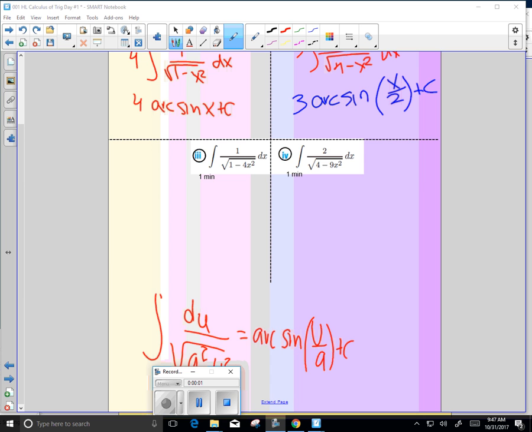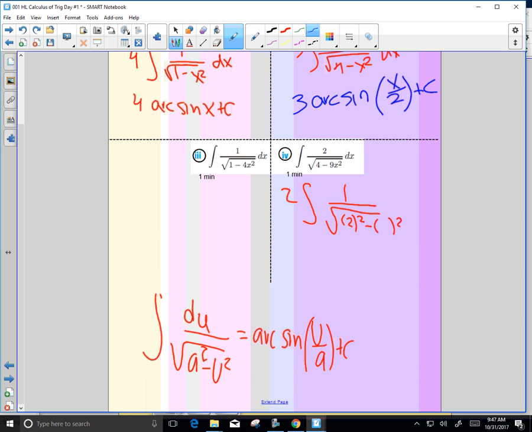So we did a bunch of these arc signs. This one's going to be an arc sign. I'm going to pull the 2 out in front. 1 over square root of 2 squared minus, what is being squared in here? 3x to get 9x squared, right? dx. Okay? So u is going to be 3x.